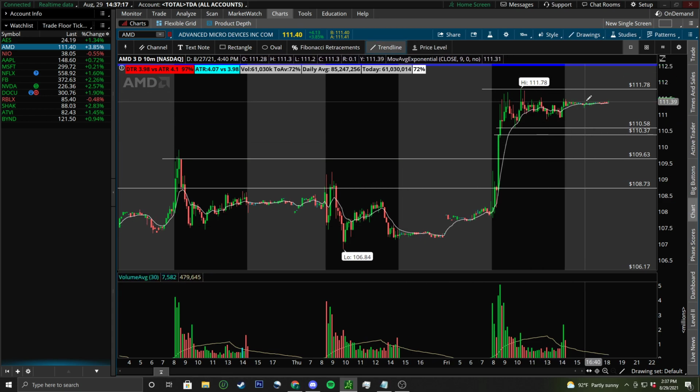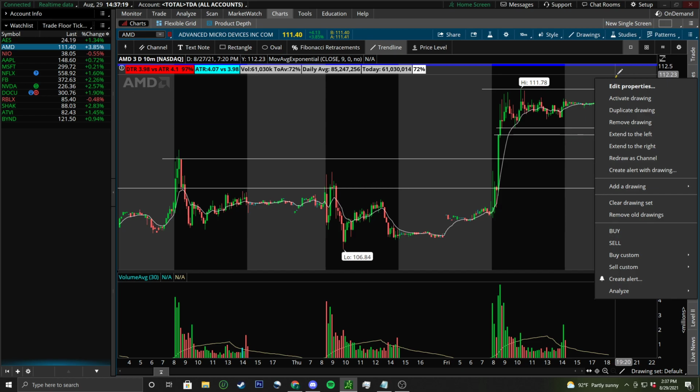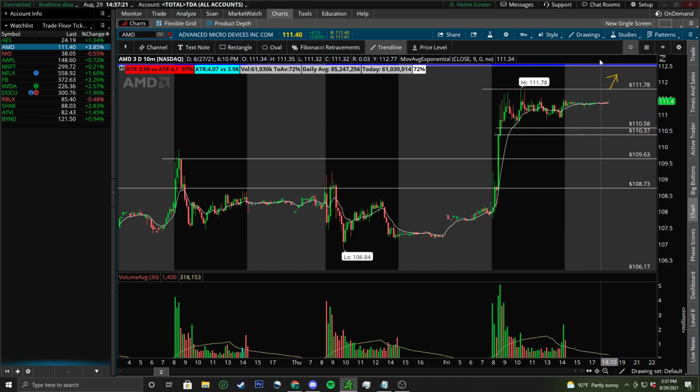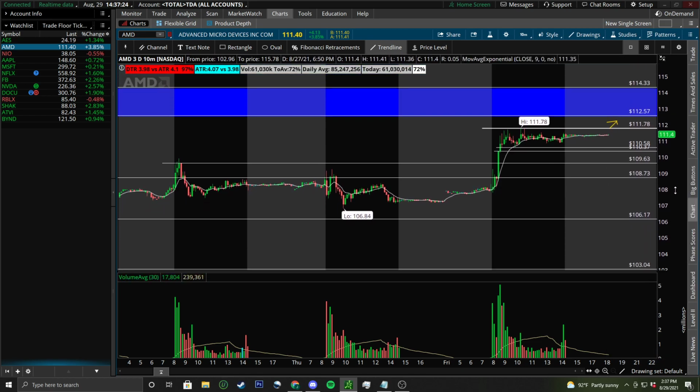So it looks like once you get above 112, pretty much what we were saying earlier, you can target that 112.50, which is from that bigger gap range. And then above that, you can target that 113, 114, and so on and so on.